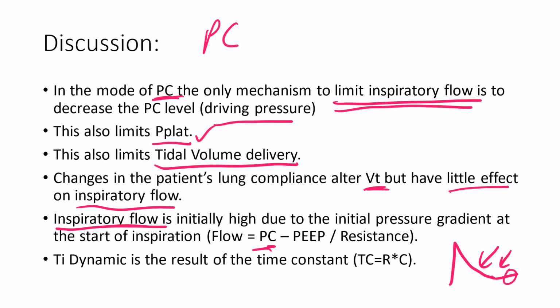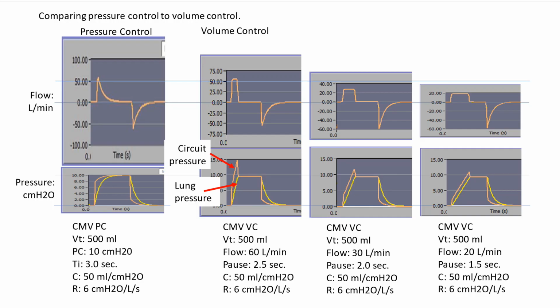gets to zero. The TI dynamic, the amount of time it takes to get equilibrium between lung pressures, is the result of our time constant, which is going to be, of course, the function of our resistance times our compliance. Usually about 3 to 5 is considered to get maximal lung inflation. So from our previous slides, we looked at pressure control, and we saw that the way we could control peak inspiratory flow was with our driving pressure. But if we compare that to volume control, we have direct control over our flow rate.